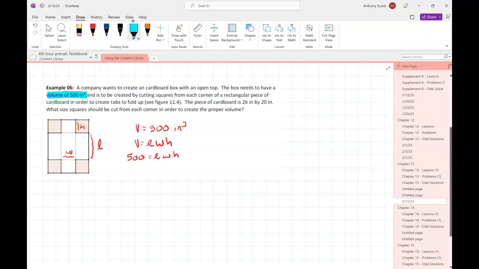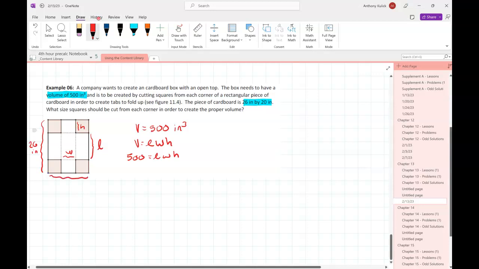All right. What else does it give us? It tells us that the sheet of cardboard is 26 by 20. So I know like this side is 26 inches. And this side is like 20 inches. Is that okay with everybody so far?